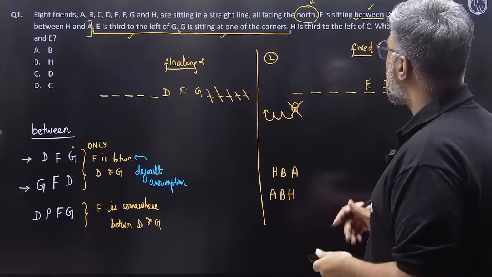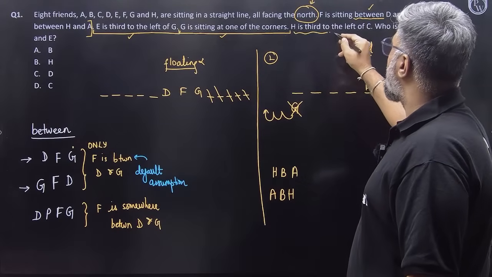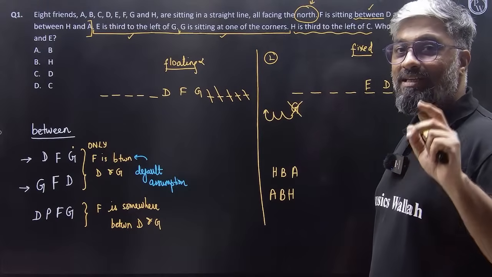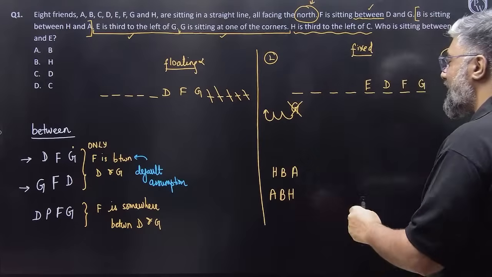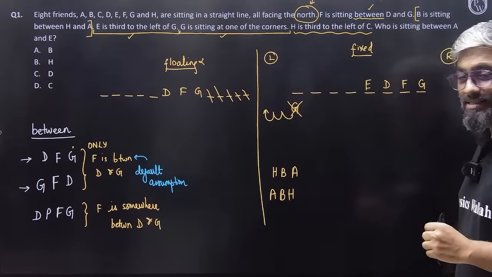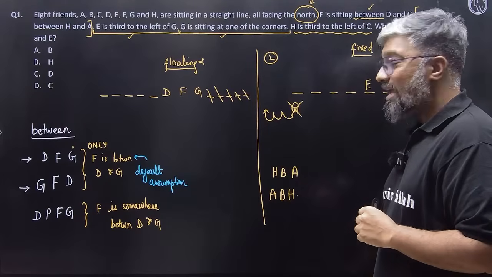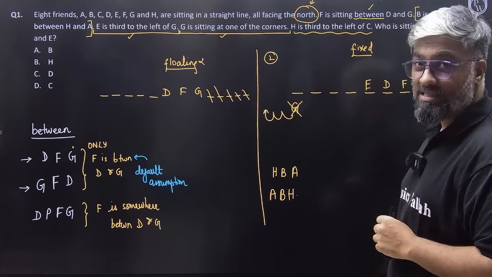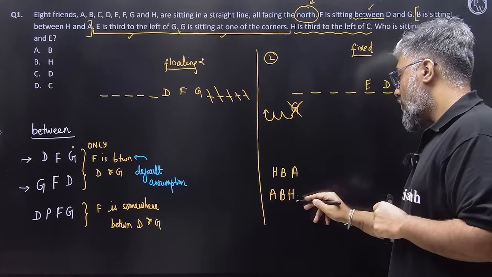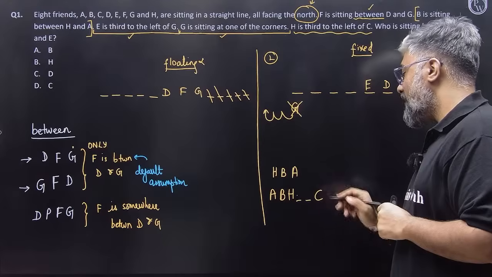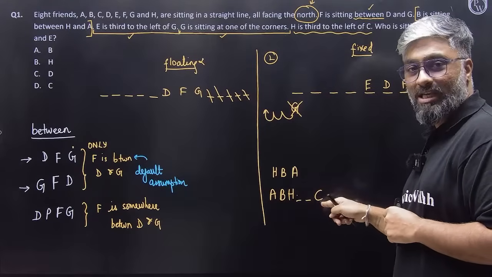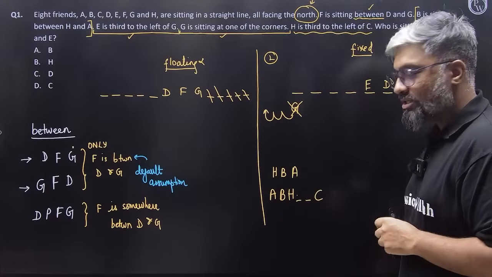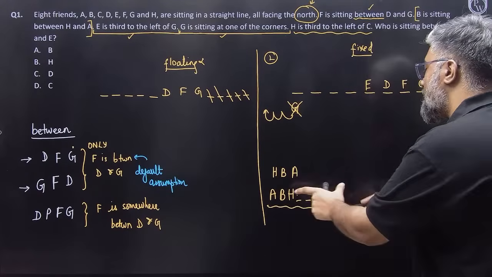And then I've been also told that H is third to the left of C. H is third to the left of C. So imagine if I were to place A, B and H like this particular situation, A, B and H, and then I have to go H is third to the left of C, what would happen? 1, 2, C should be here, correct? If this is the case, C should be here. C, first left, second left, third left is H. But can I accommodate this anywhere here?